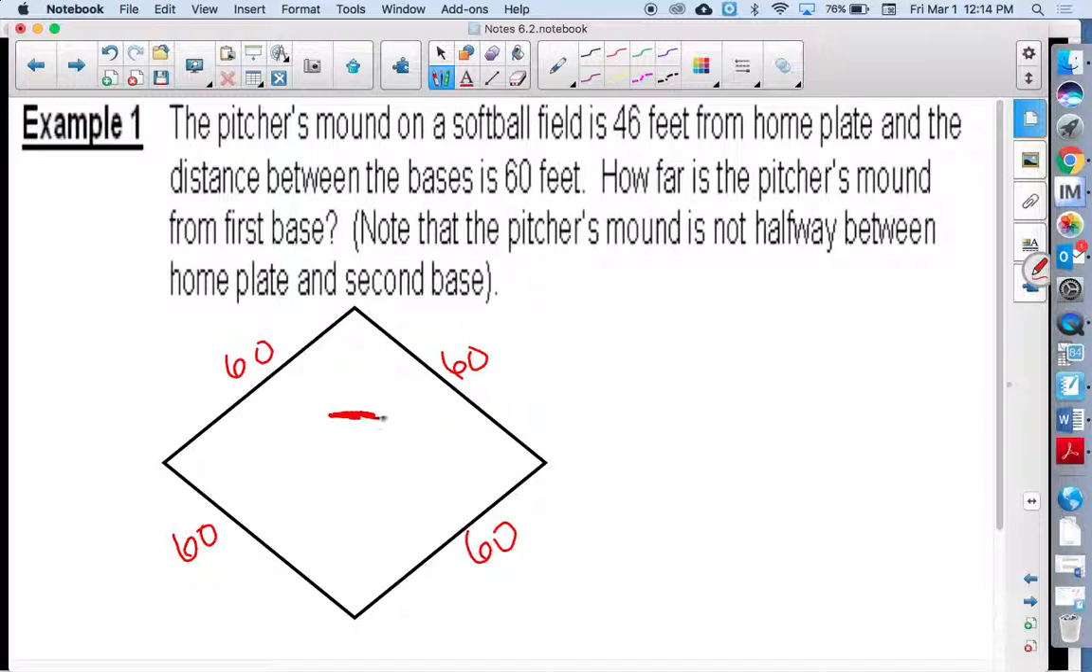All right, so we have our pitcher's mound, and it says the pitcher's mound is not halfway between home plate and second base. So I'm making sure I'm not putting it halfway. I just put it somewhere a little closer. And I'm drawing a vertical line down to home base, home plate, and that is 46. So if I'm standing on the pitcher's mound and I throw to first base, we want to know that distance.